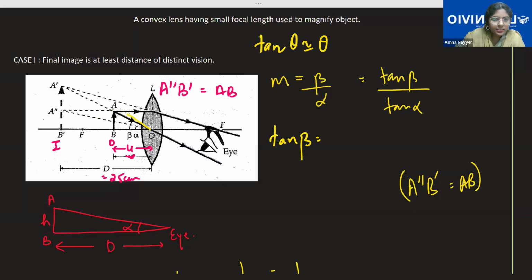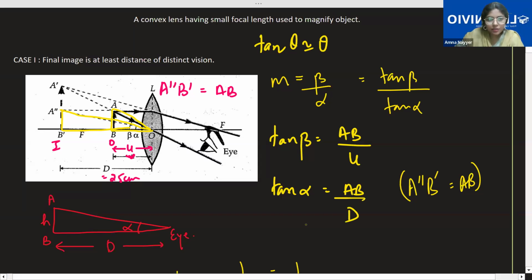Let's look at this triangle, ABO. Tan beta will be AB divided by, what's this? Object distance, u. What is tan alpha? Tan alpha will be this. Right? Or you directly write alpha from here. No need to use this figure, use this. Tan alpha will be AB by capital D.